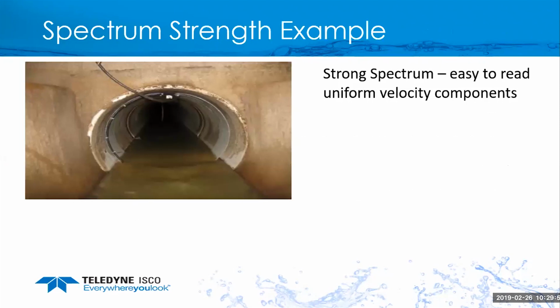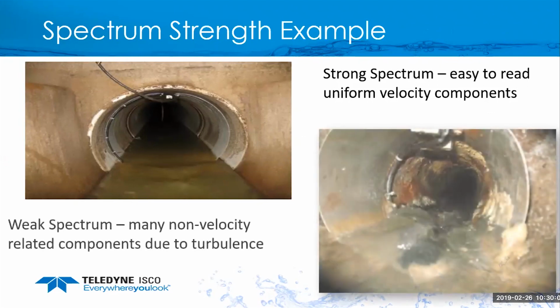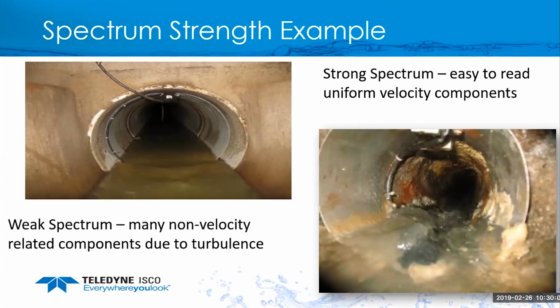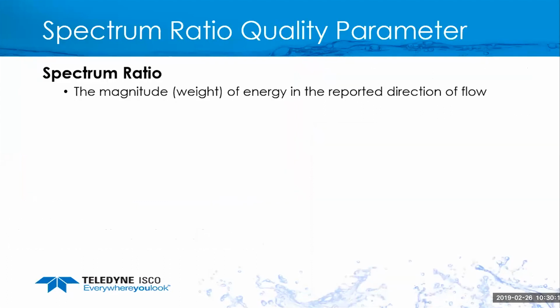So what does that look like in this example? Again, it's fairly dirty water and uniform velocity, so I should get a strong signal strength back. In the picture on the right, having a lot of grease, fats and oils in there and other debris, I'm going to get a weak signal because it's just having trouble getting the signal back.